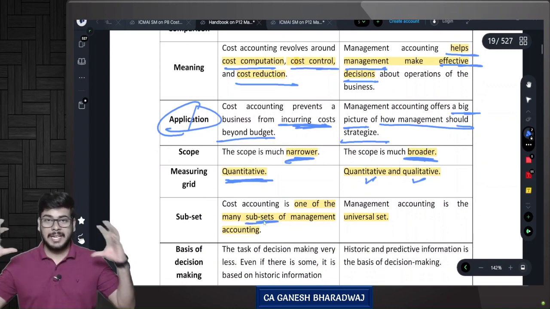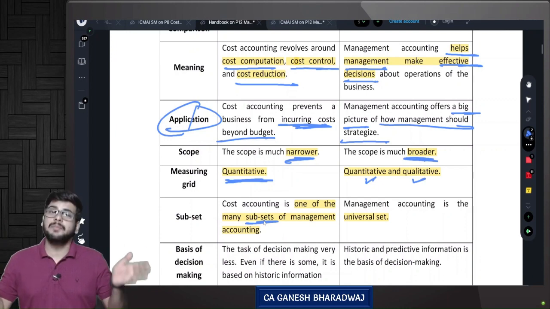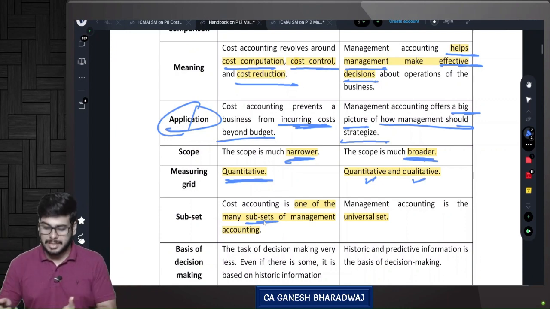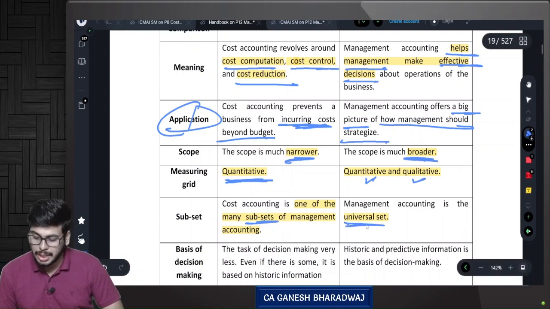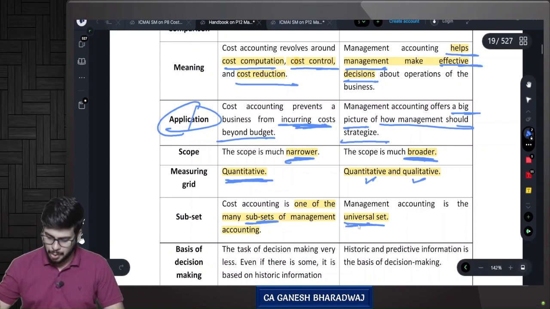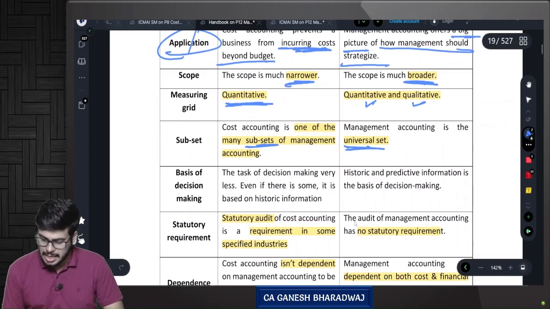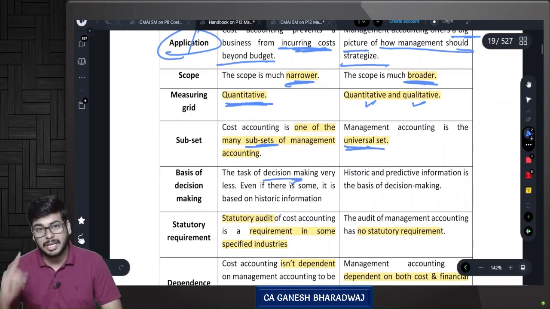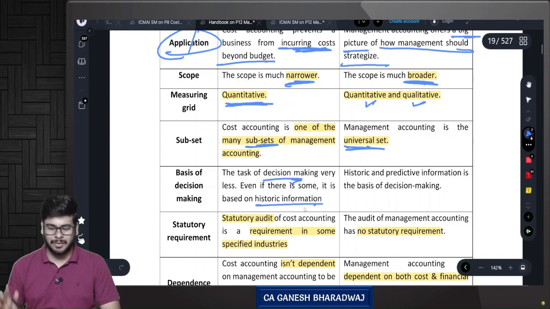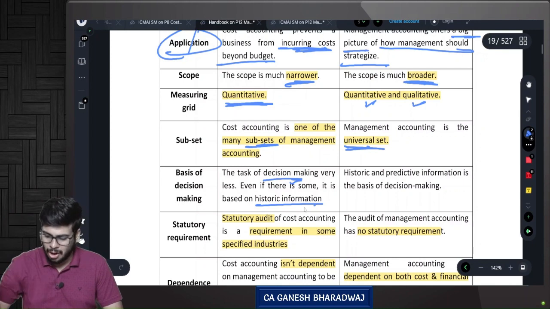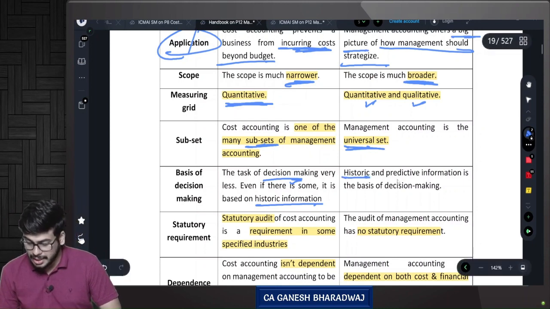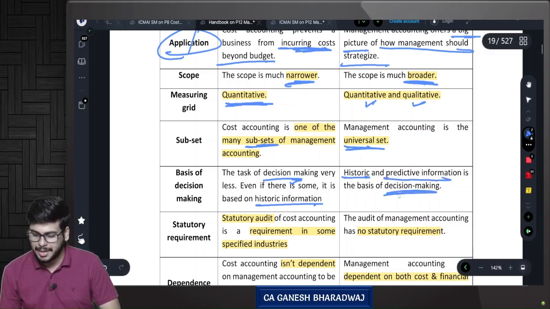Meaning what? Management accounting is broad. Inside management accounting, cost accounting itself is there. That's how they are representing it here. Whereas your management accounting is the universal set. That is broader in scope. This is slightly lesser. Fine. Basis of decision making. The task of decision making in cost accounting is very little. Even if there is some, it is based on historical information, whereas this subject is all about decision making. Historic and predictive information is the basis of decision making.